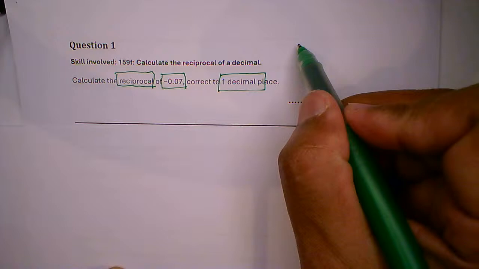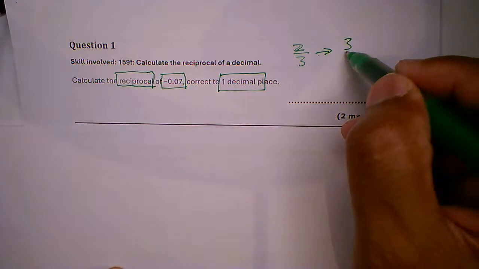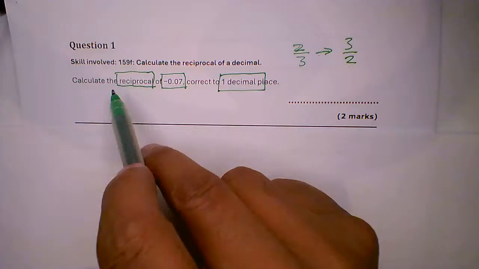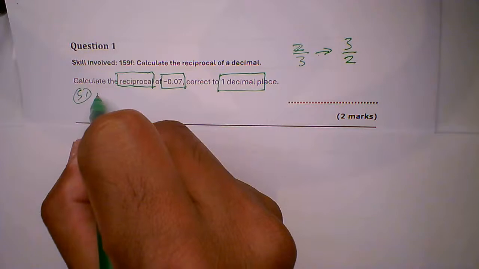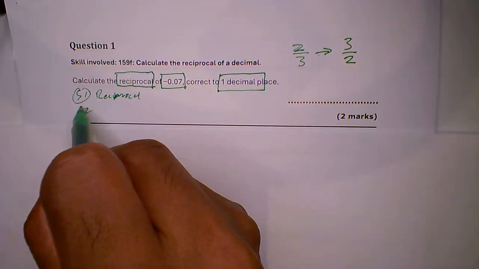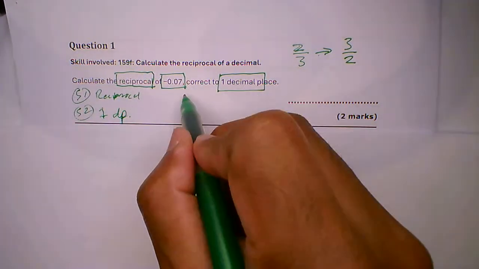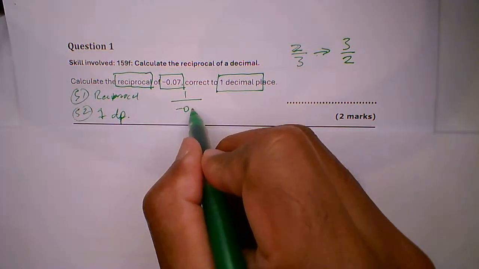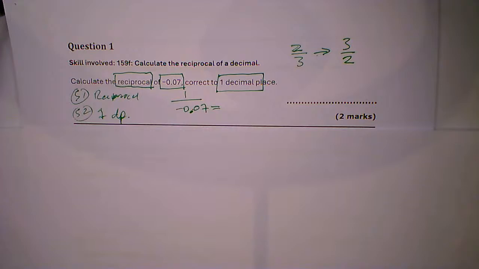So reciprocal means if we have a fraction, let's say 2/3, the reciprocal is when we flip them over, so to speak. So step 1 is we do that, reciprocal, and then step 2 is we make sure we are rounding it to 1 decimal place. So those are the two things. So we've got 1 all over minus 0.07, and we put this into our calculator.